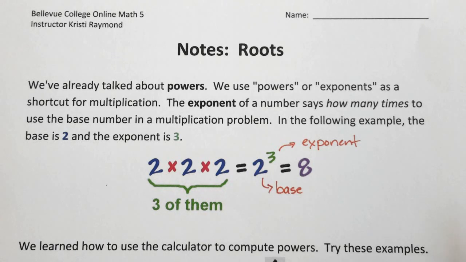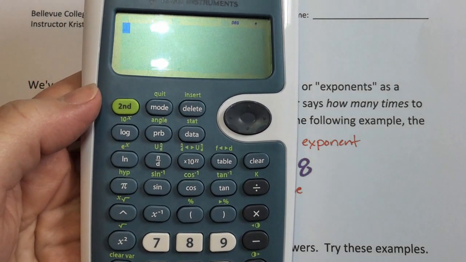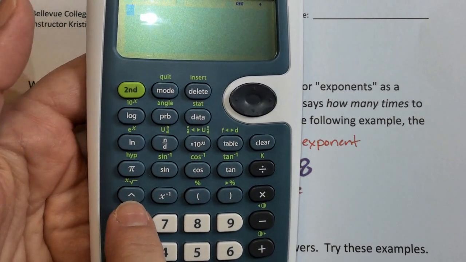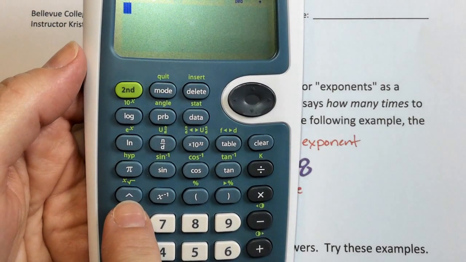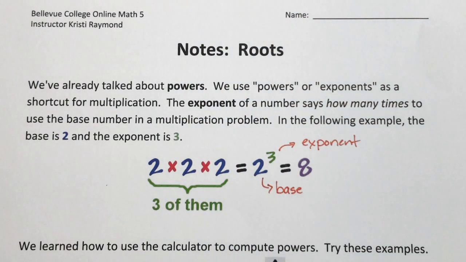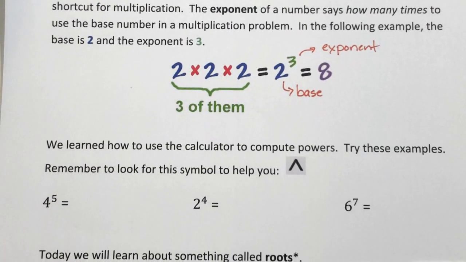And we also learned how to use the calculator to compute powers. Let's look at this here. We found this button right here called the caret. You see my right finger is pointing to it here. The caret symbol means to the power of. So let's just practice a couple of these that we tried last time.